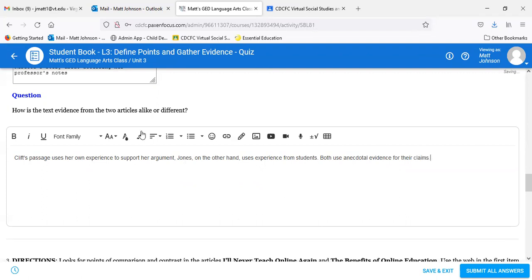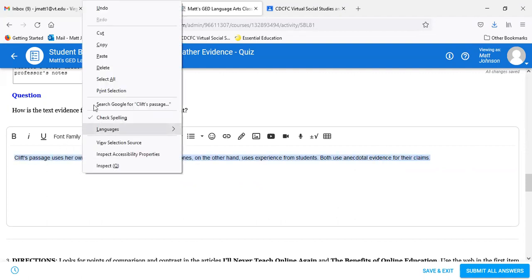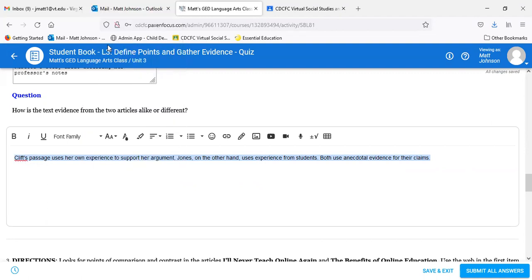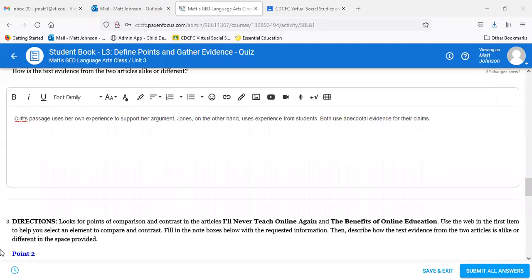Well, Jones also uses some statistics, as far as how many people have taken classes. That doesn't necessarily mean that it's a good thing, but he does point that out. And he also uses some other types of evidence, so just putting that in there. So Cliff's passage uses her own experience to support her argument. Jones, on the other hand, uses experience from students. And then both use anecdotal evidence for their claim. So that's ways they're similar, and there's ways they're different. Okay, now we're moving along. Hopefully everybody's able to get those answers. I don't want to move too fast here.